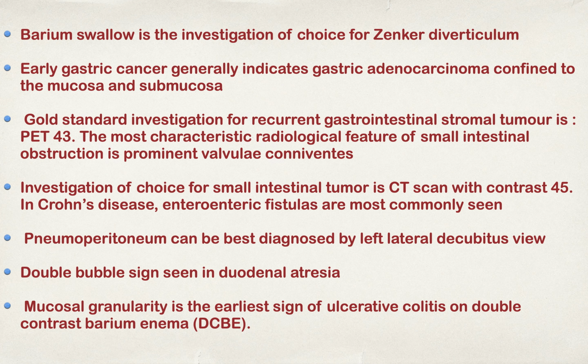Now, early gastric cancer generally indicates gastric adenocarcinoma confined to the mucosa and the submucosa. So to diagnose that it is in an early stage, we have to see to what extent it has spread, so it is confined to mucosa and submucosa only. Now, gold standard investigation for recurrent gastrointestinal stromal tumor is PET scan. So the gold standard is PET scan.